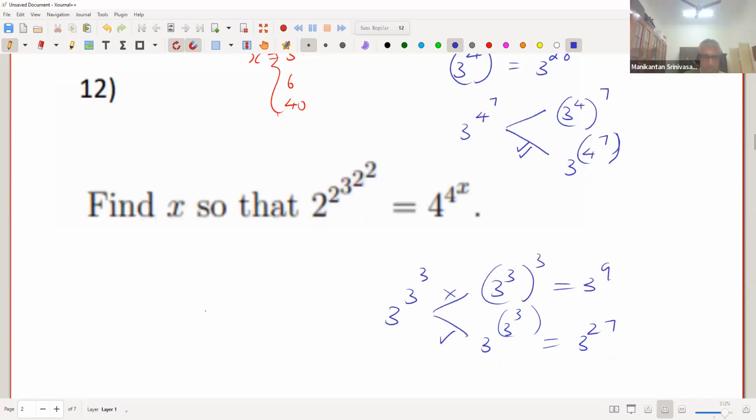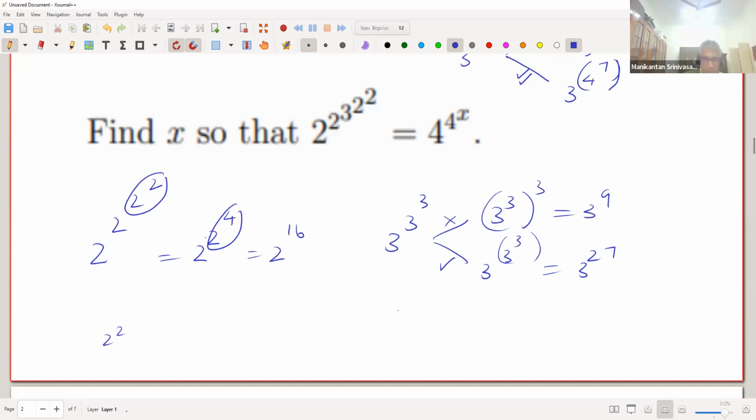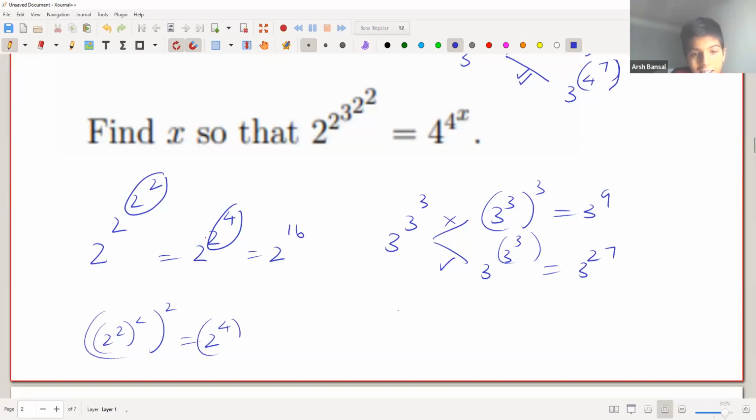And the same logic happens if I have 2 power 2 power 2 power 2. So first I'll do this 2 power 2, which is 4, and then I'll write this as 2 power 4, and then I'll do this. I'll say this is 2 power 16, as opposed to, by your logic, you would have done 2 power 2 whole power 2 whole power 2. So you would have 2 power 4 whole power 2, which is 2 power 8.